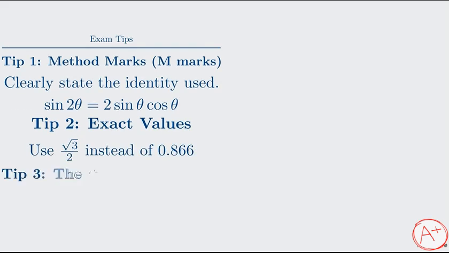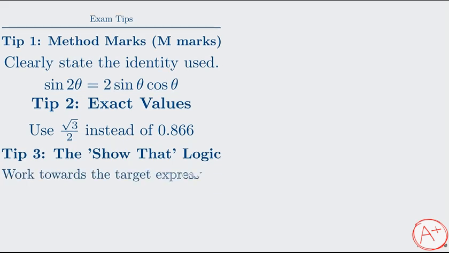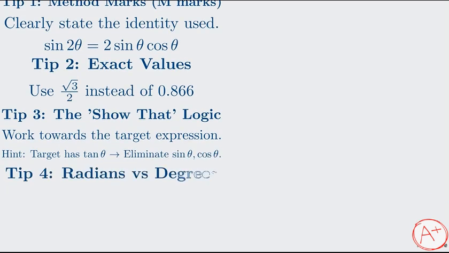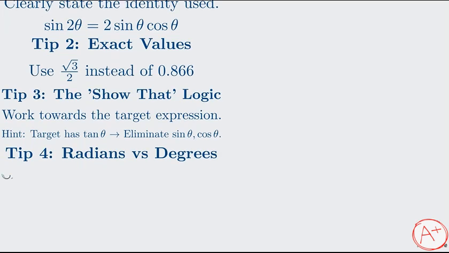In show that questions, the destination is given. If you get stuck, look at the target expression. If it contains only tangents, that is a massive hint to use identities that eliminate sine and cosine as early as possible. Check your calculator mode immediately. A common reason for losing all accuracy marks in a question is providing answers in degrees when the range was specified in radians.